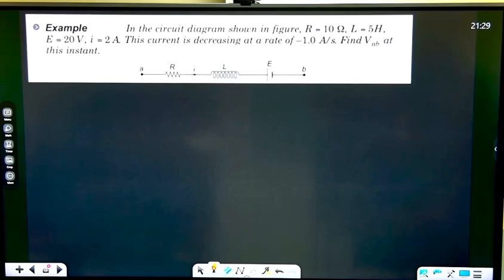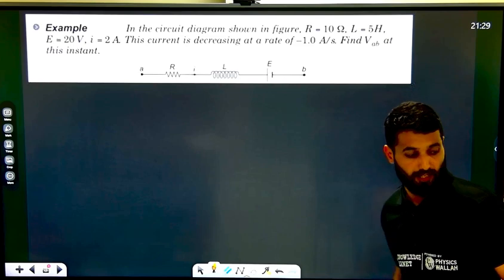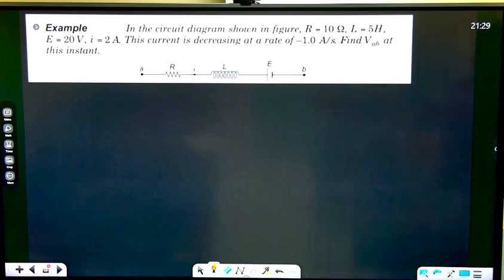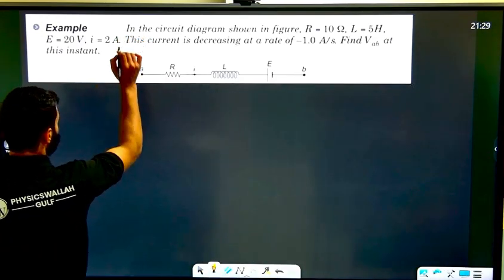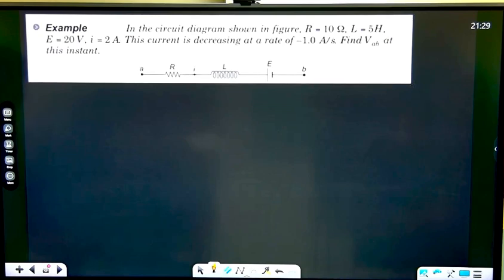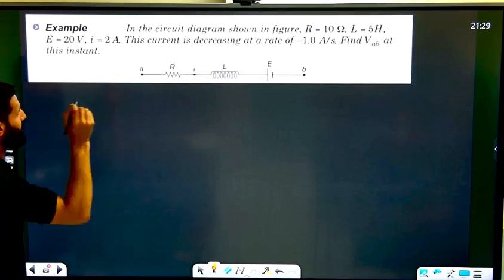This is one of the toughest parts in terms of concept, EMI. Let's do it. Did you do it? Try, catch up, guys.